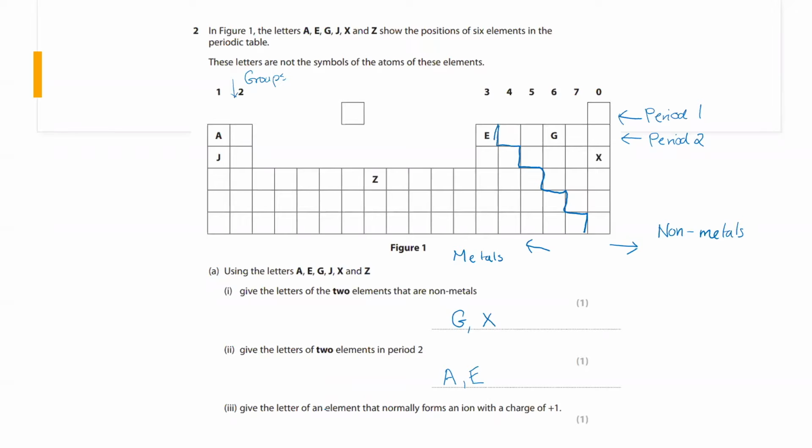Give the letter element that normally forms an ion with a charge of +1. Okay, so these would be group 1. So you could have A or J. So you only have to put 1. Don't worry about using the same one again twice. It doesn't say you can't use the same one twice. Okay, you could have put J there as well, because that's group 1.